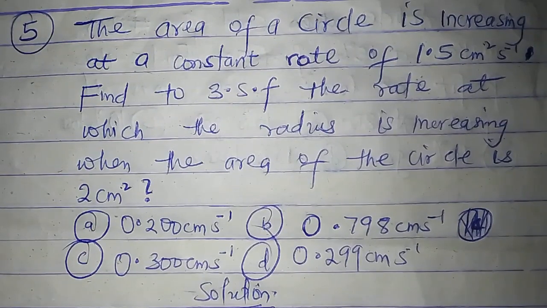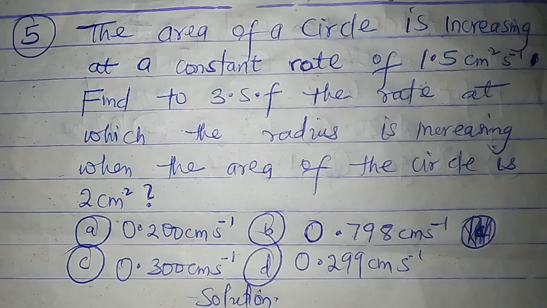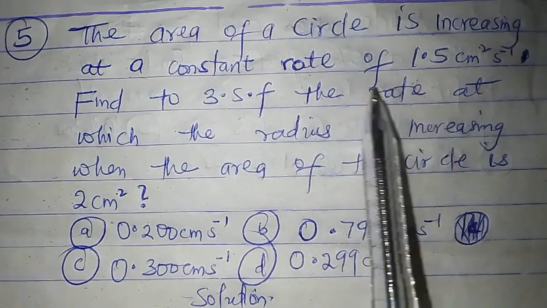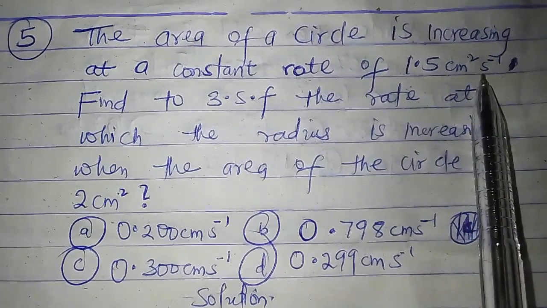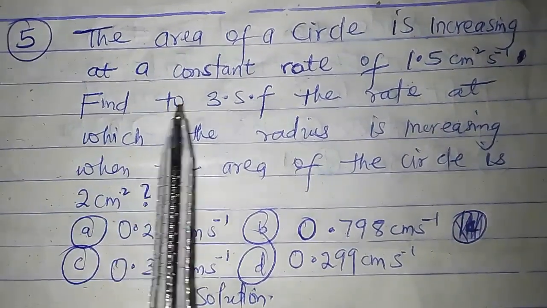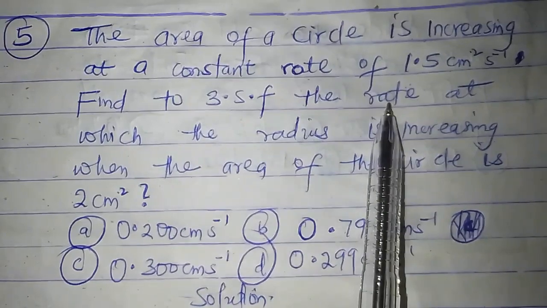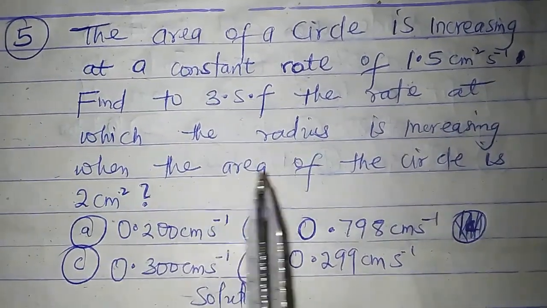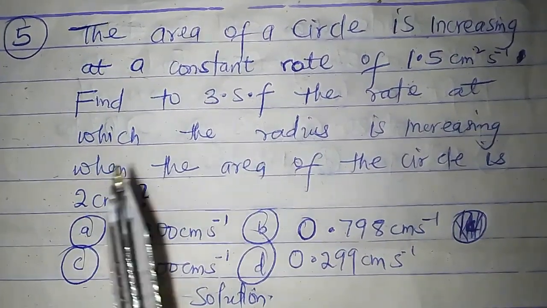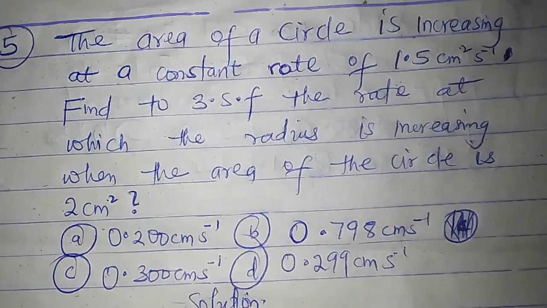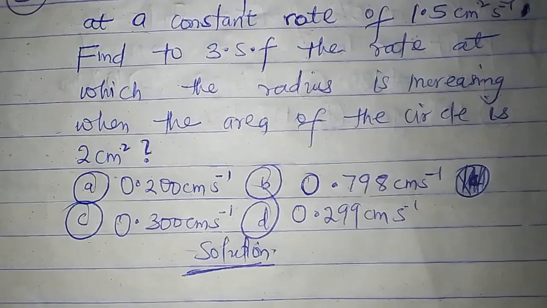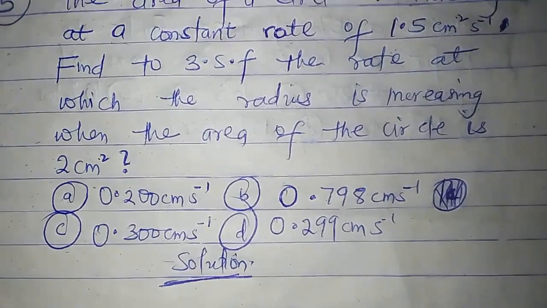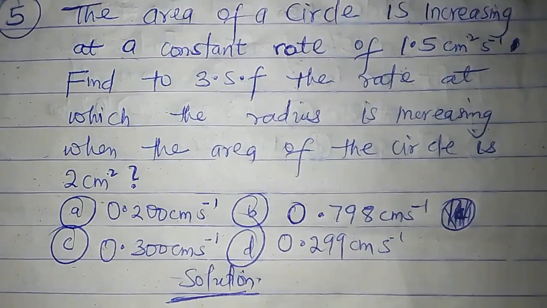Alright, question 5 says, the area of a circle is increasing at a constant rate of 1.5 centimeters squared per second. We have to find, to three significant figures, the rate at which the radius is increasing when the area of the circle is 2 centimeters squared. Alright, first of all, where is this question coming from? This question is from the application of calculus, rate of change.